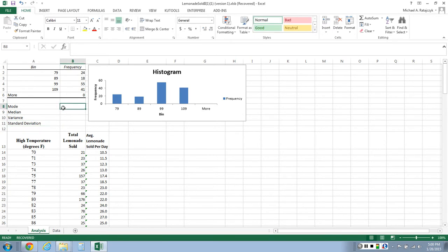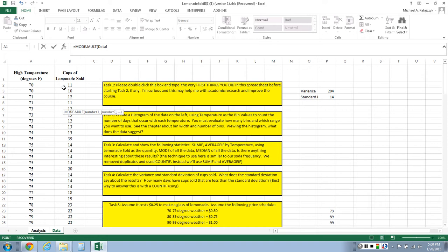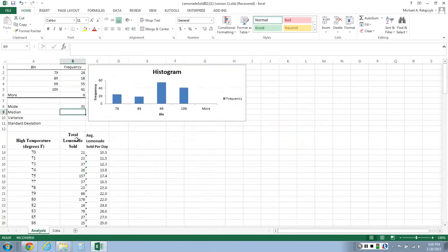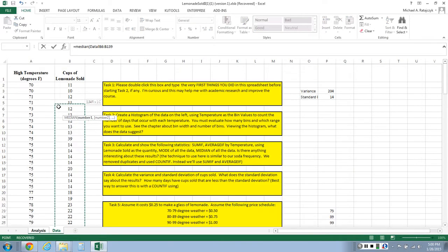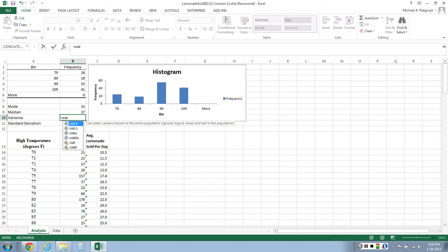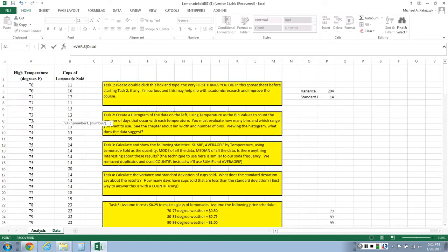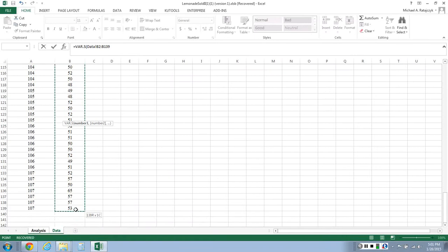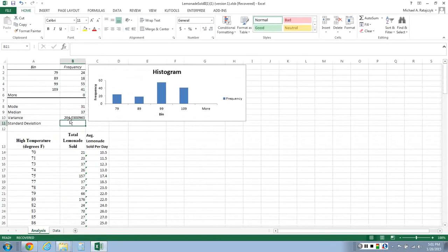Okay. So mode, again, multi-mode possible. So I'm going to do lemonade cups sold. What's the most common occurrence of lemonade cups sold? Do the median. Okay, median. And then grabbing the range. 37 is the median. Okay, variance. This time we're going to do variance.s because we're going to assume this is a sample size. So we're going to take that same range just like we did with mode and median. Okay? And we get 204.